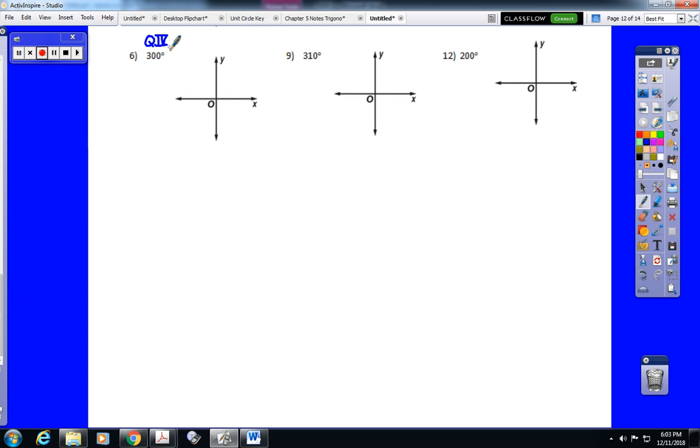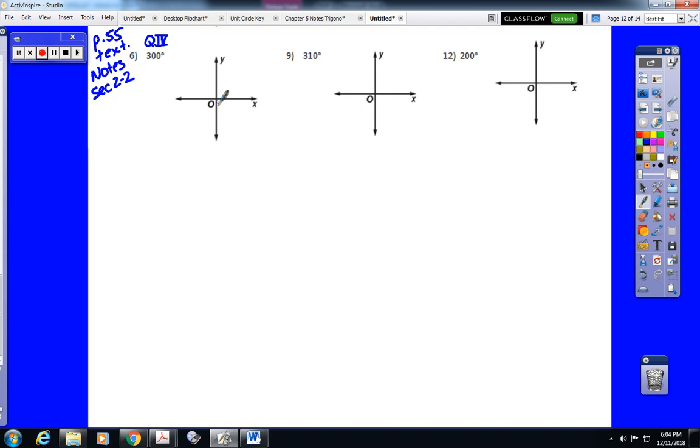Let's see here. It is in section 2-2. It is found on page 55 in your textbook and in your notes. So page 55 in your textbook and in your notes for section 2-2.